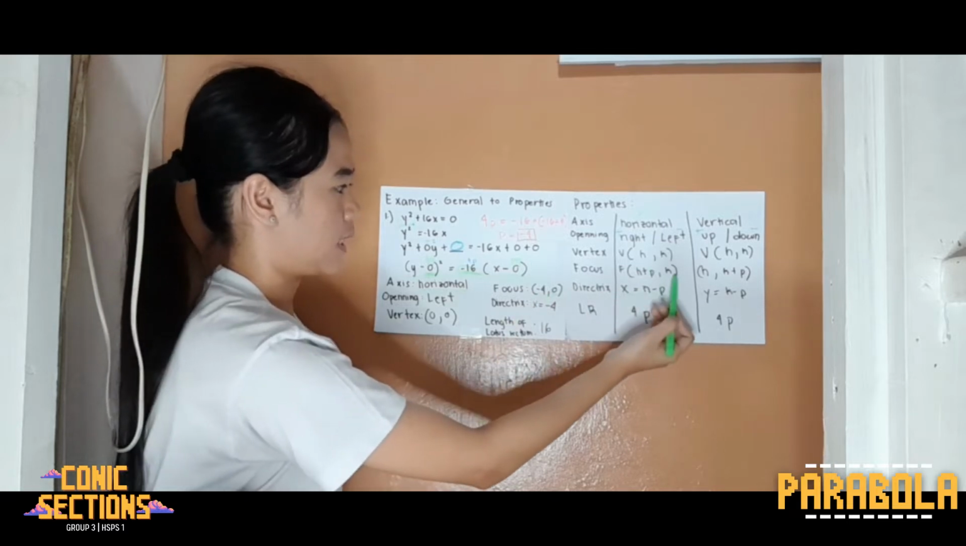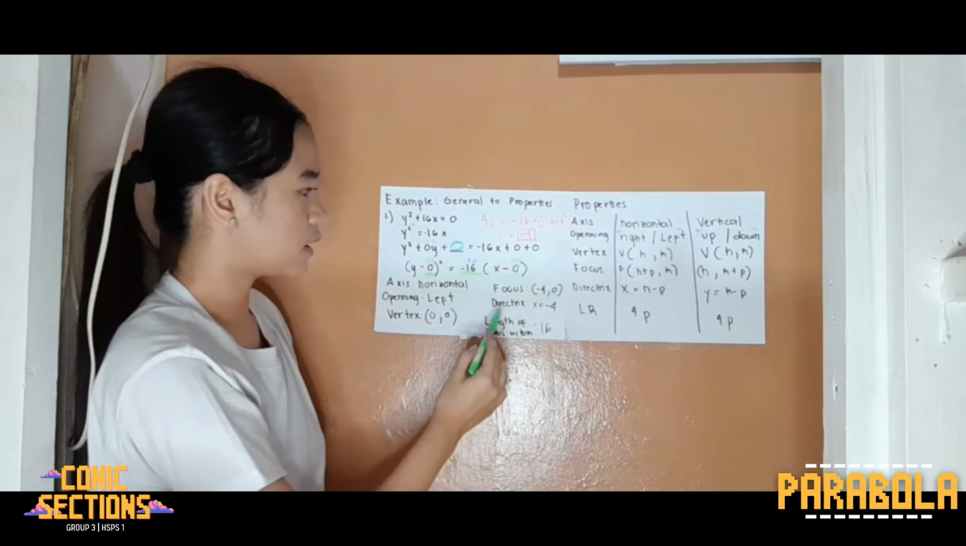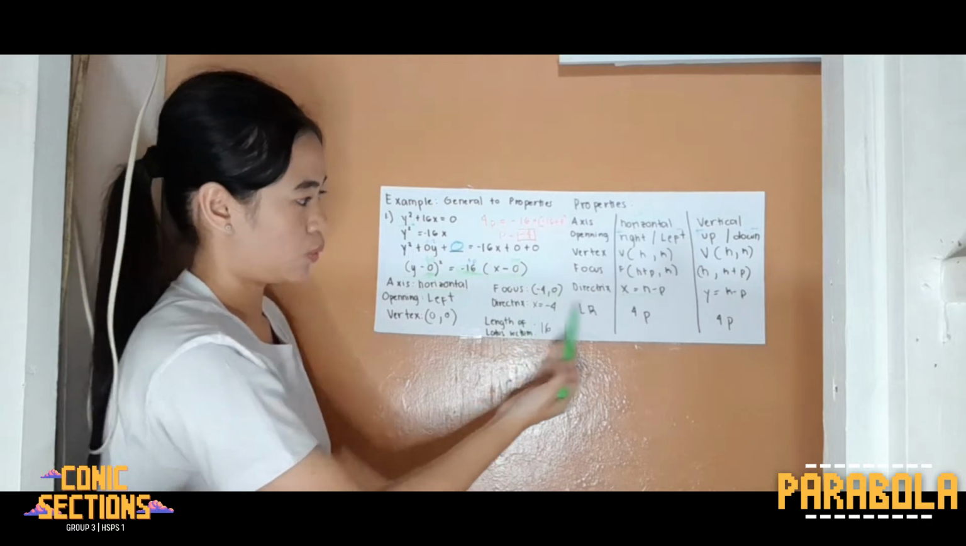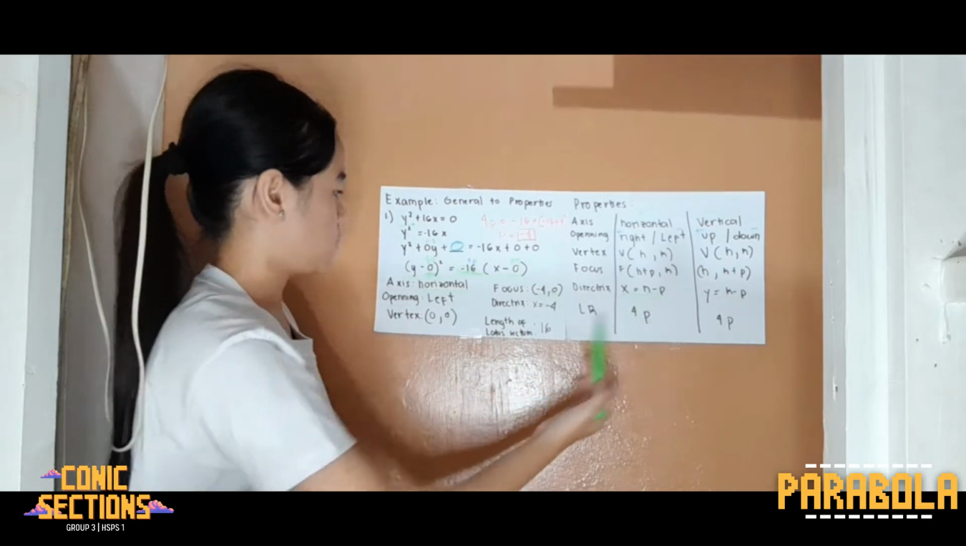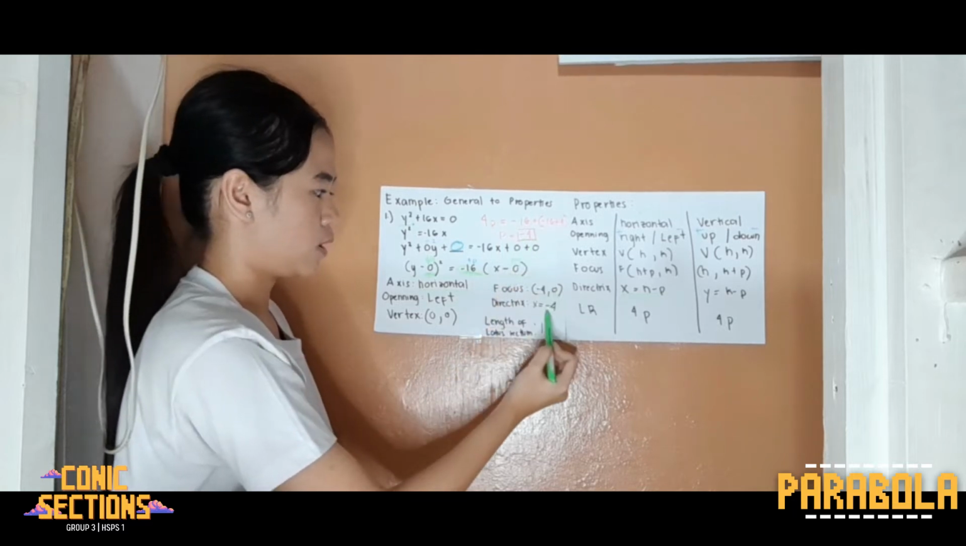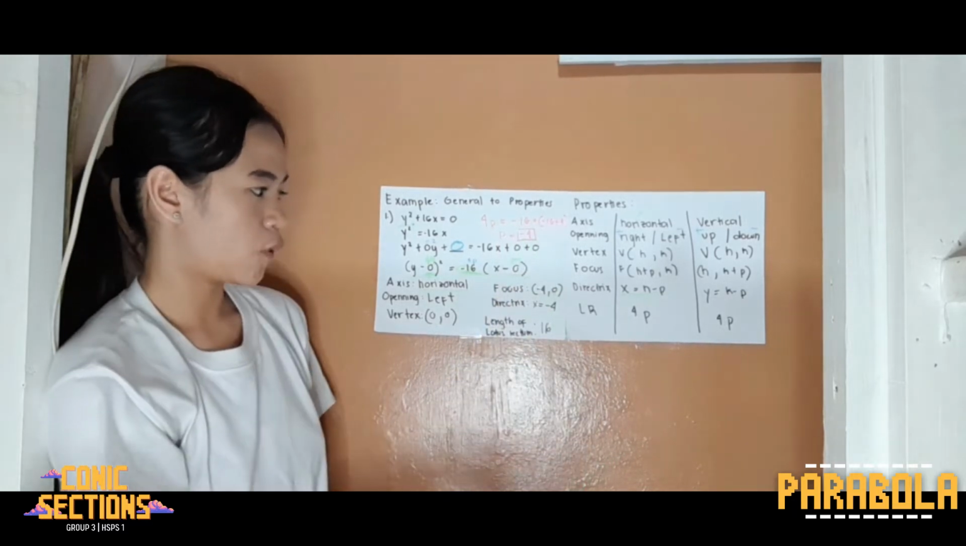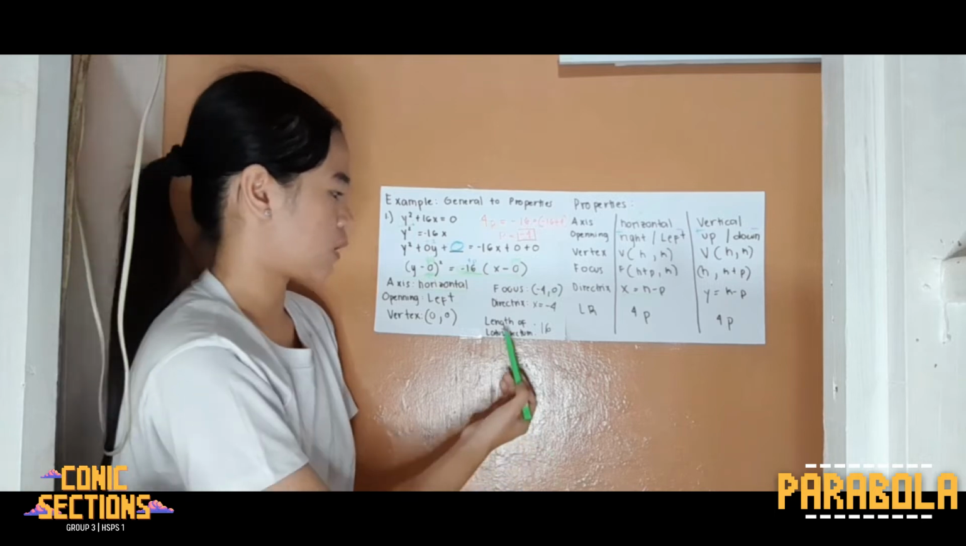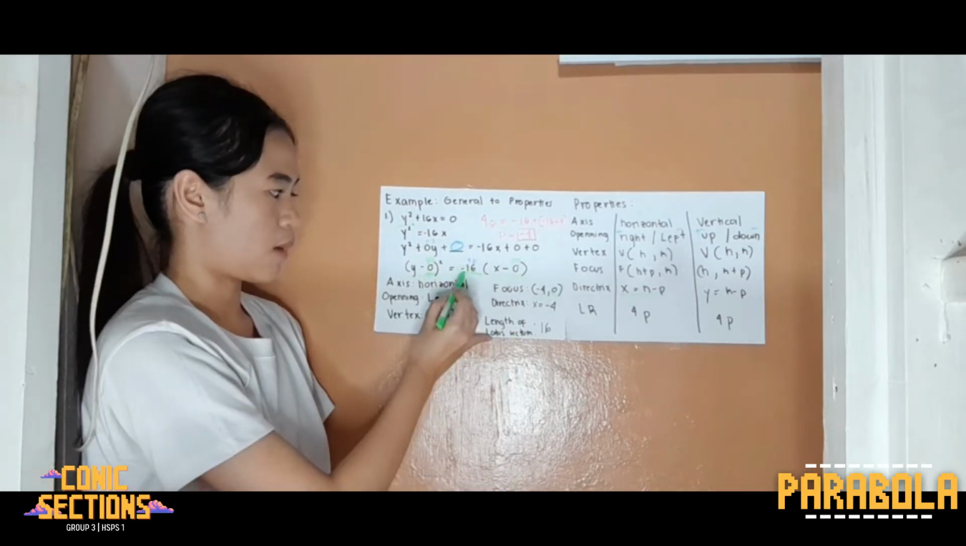Next, k. So copy this 0. For the directrix, x is equals to h minus p. So h minus p again is equals to negative 4. For the length of the latus rectum, just copy this.